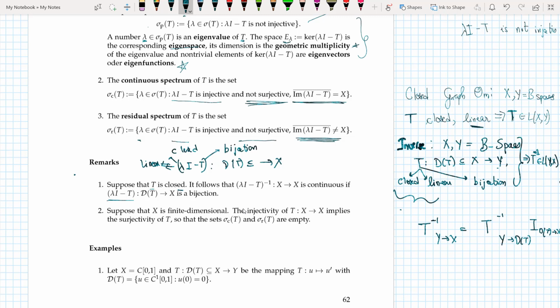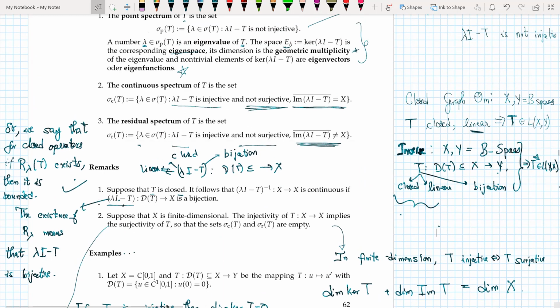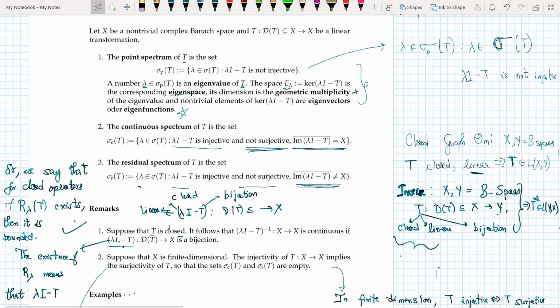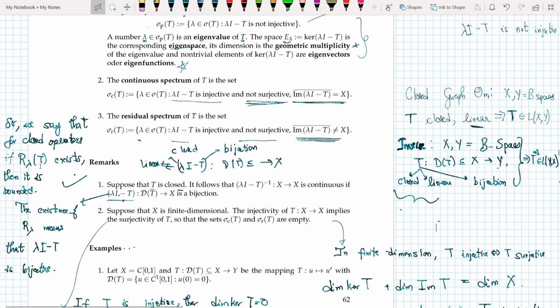That's exactly the argument that we followed here. So I say that if T is closed, linear, and a bijection, then T inverse is continuous. And similarly here, it is already closed and it is linear, and if it's a bijection, then the inverse is continuous. So finally I would like to say that here I saw that for closed operators, if R lambda T exists, meaning that this lambda I minus T is a bijection, as soon as I say that lambda I minus T is a bijection, I say that the inverse exists. And if it exists and T is closed as an operator, then it is bounded. That's the summary of this remark.